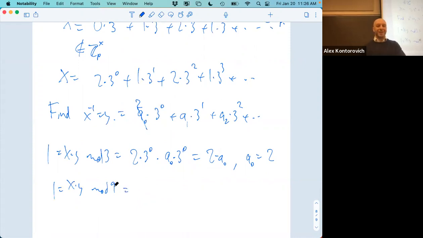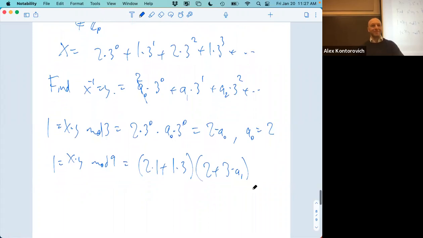The 3 digit has to be 0. Okay, so x mod 9 is 2. I'll stop writing 3 to the 0, and 1 times 3 to the 1. That's x, and y is 2 plus 3a1. I don't know what a1 is yet, and I need that to be 1 mod 9.